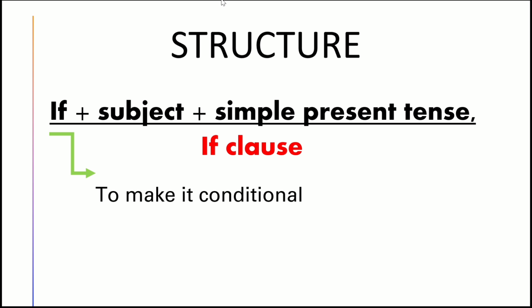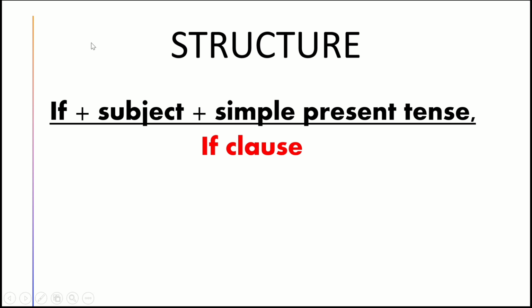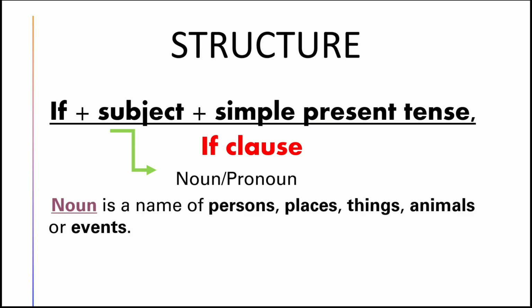Okay? Now, in our structure, of course, we have the subject. A subject can either be noun or pronoun. So, ano nga ba yung noun? Para maintindihan natin, what are we gonna put on our subject? When we say noun, it is a name of persons, places, things, animals, or events. Everything na pangalan ng tao, either specific man yan or in general, is what we call noun. The place, things, animals, or events.